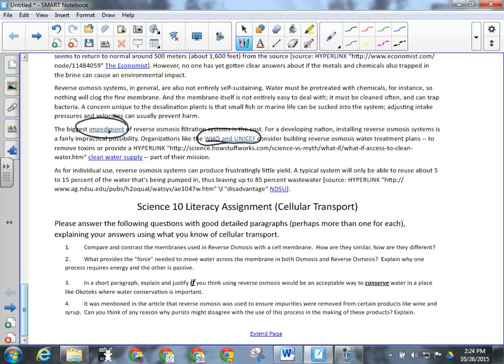Well, then it just says justify if you think so. If you don't think it is, then you've got to tell me why you don't think it is. Okay? All right, so if you think reverse osmosis is a way to conserve water, remember, that was the key thing. Is it going to save water?